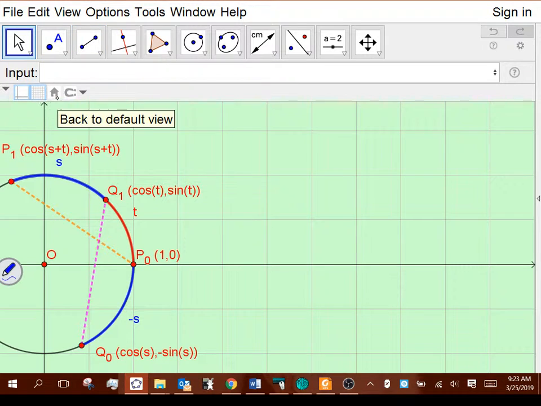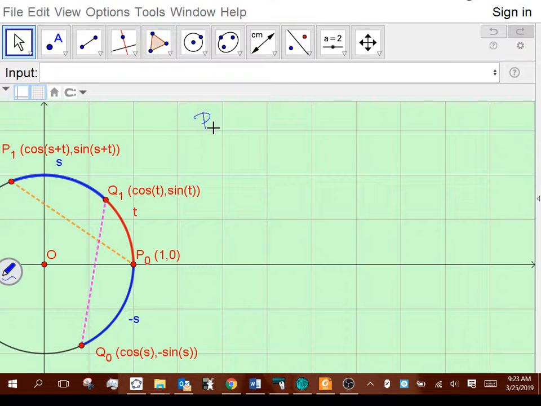Okay. So if these two arcs are the same, therefore the chords are the same, doesn't it make sense that P0 to P1 should equal Q0 to Q1, right? That's the idea of the arcs being congruent. So the chords are congruent. These are the chords.